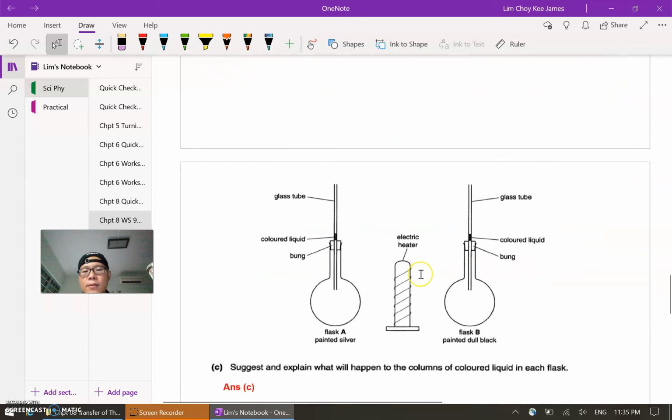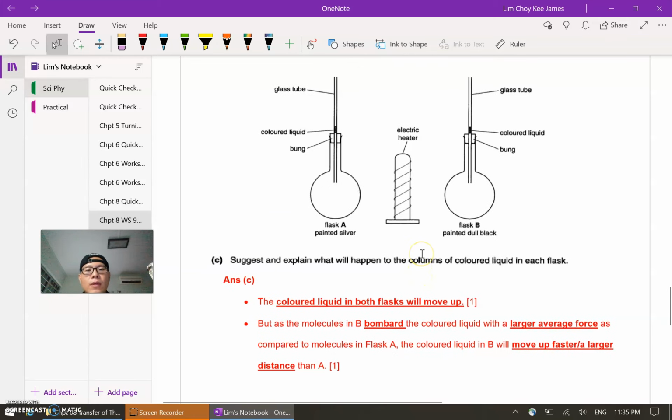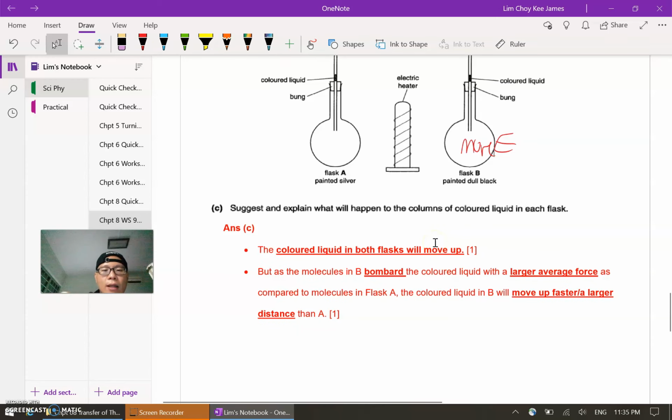So part C: what happens to the column of liquid? You know that B has more energy. With more energy, when A and B absorb energy, the vibrations will be there. Both colored liquids will move up because of vibrations. It's just that B will vibrate more, bombard more, and exert a larger force. So take note of how I answer the techniques. Okay, see you.